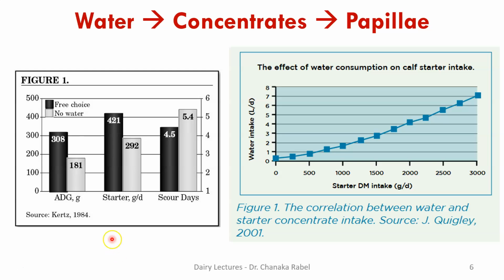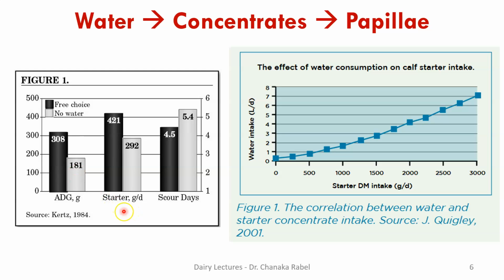Basically, this experiment used two groups of calves. The black group was given ad libitum water, unlimited. The gray group was given no water at all, which means the calves' only source of fluid was milk. When they looked at the average daily body weight gain, it was high in the group that received free choice water compared to the group that did not get water.